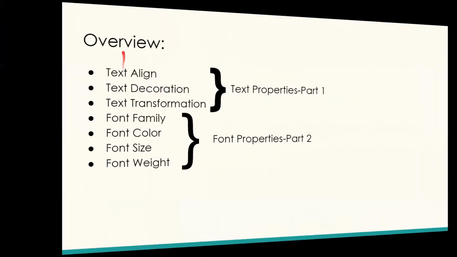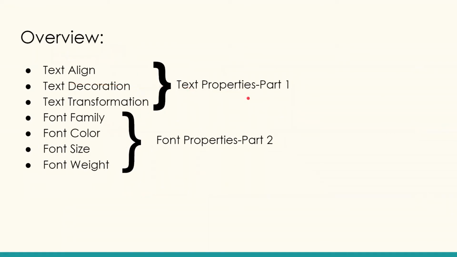So you can see right here, in part 1, we're going to be learning about the text properties in CSS text styling. CSS text styling is basically just how you can style your text and change it up. There are text properties and then there are font properties. Text properties are part 1. We'll learn about the text align property, the text decoration property, and the text transformation property.